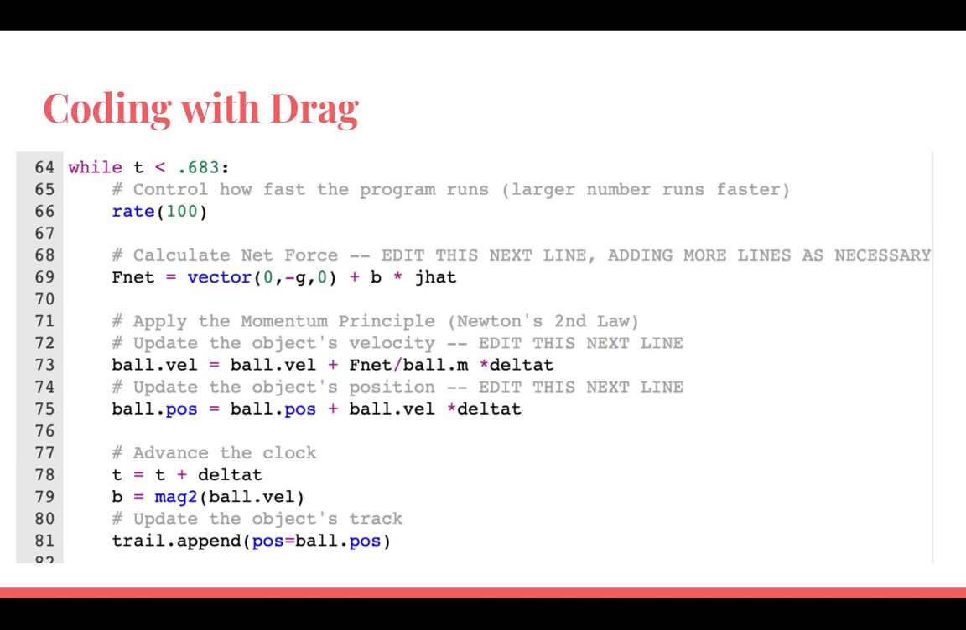Here, everything remains the same except for b, which again is updated to the magnitude of the velocity squared, or speed squared.